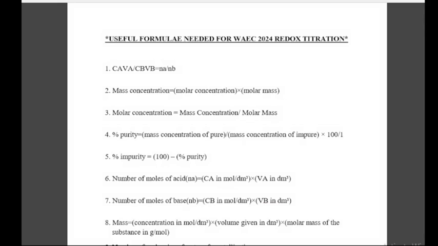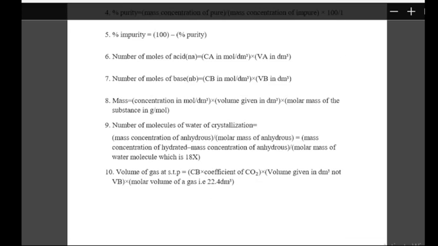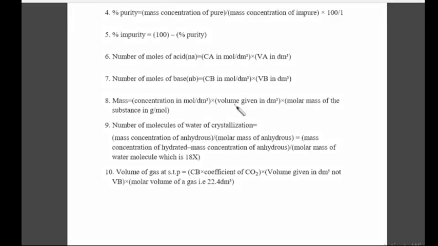And we also have number 8 there. Number 8 says mass equals concentration in moles per dm cube times volume given in dm cube times the molar mass of the substance in grams per mole. So those are the formulas that we are looking at.